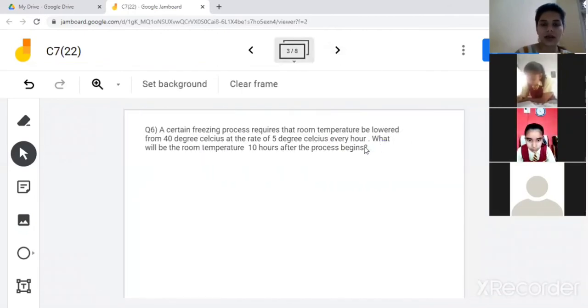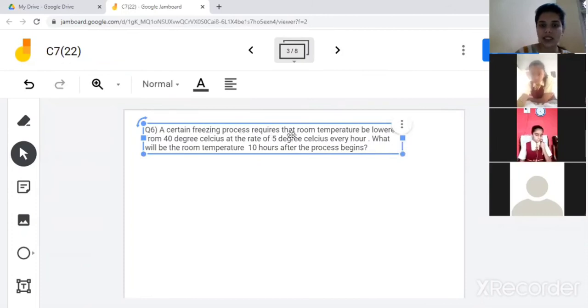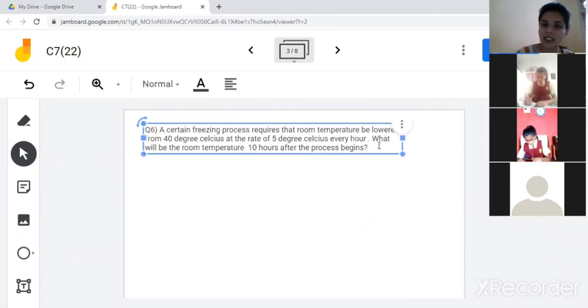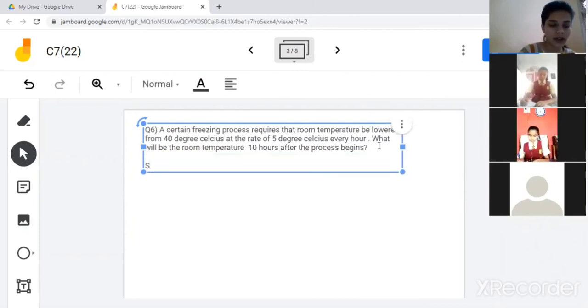Now let's move to question number 6. A certain freezing process requires that room temperature be lowered from 40 degrees Celsius at the rate of 5 degrees Celsius every hour. Means the temperature was 40 degrees Celsius in the beginning, and it gets decreased by 5 degrees Celsius per hour. Means in every hour 5 degrees Celsius it gets lower. So what will be the room temperature 10 hours after the process begins? So how will we solve, children?